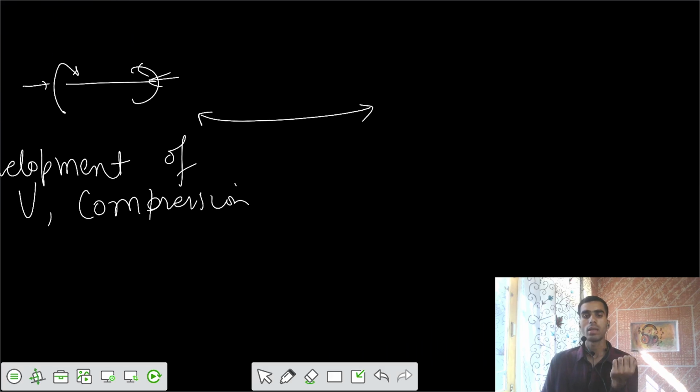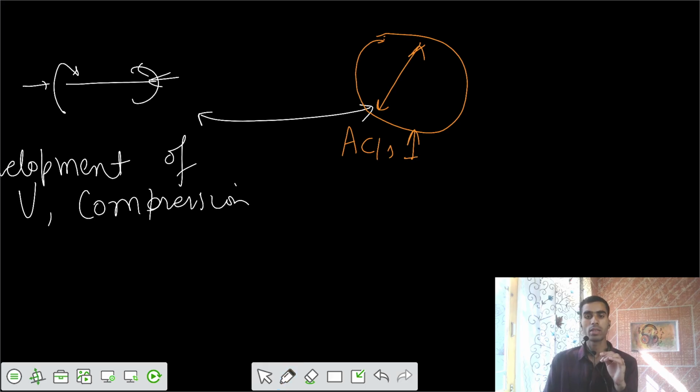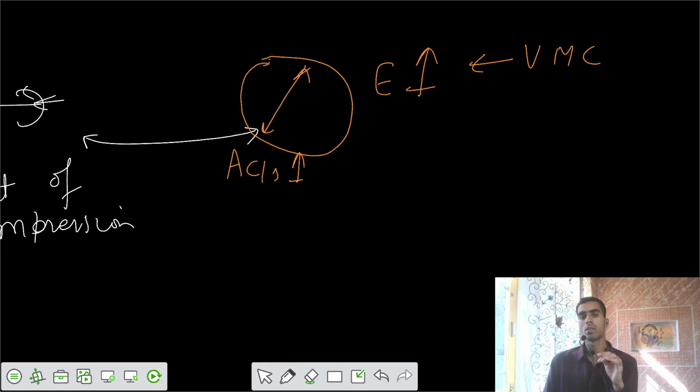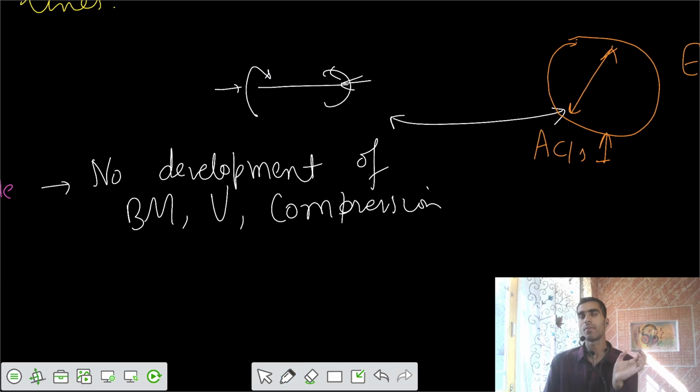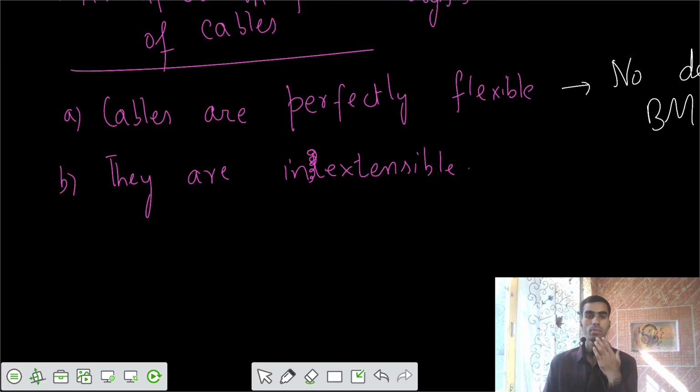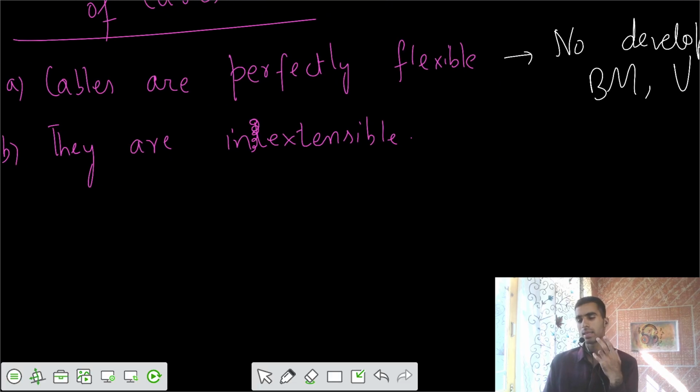But in the general case, when we design a system like a bridge, the cable is not like a thin wire. It's made of lots of strands wound together to form a bigger diameter. So the cross section is bigger, the area increases in the actual case, and we have some modulus of elasticity also. So it can have bending moment, shear force, and compressive forces also. So if the wire is very thin, we can assume that the cable is perfectly flexible. Second, we say they are inextensible.